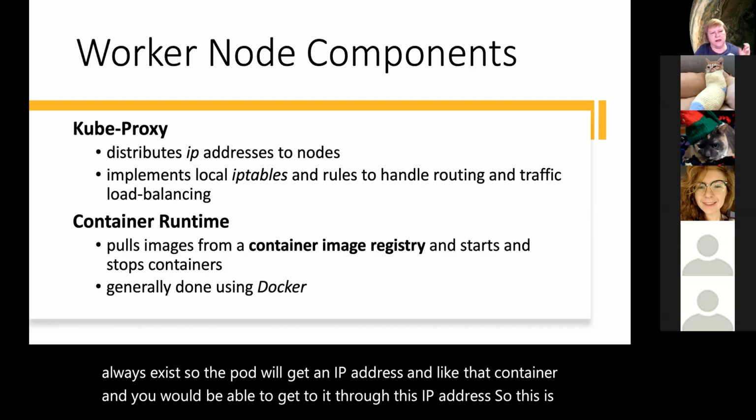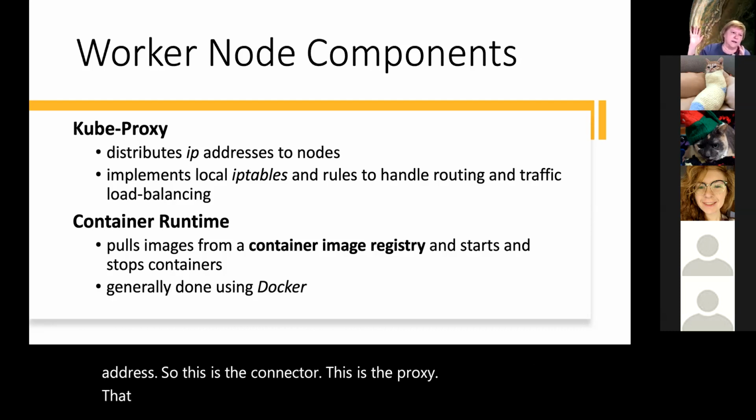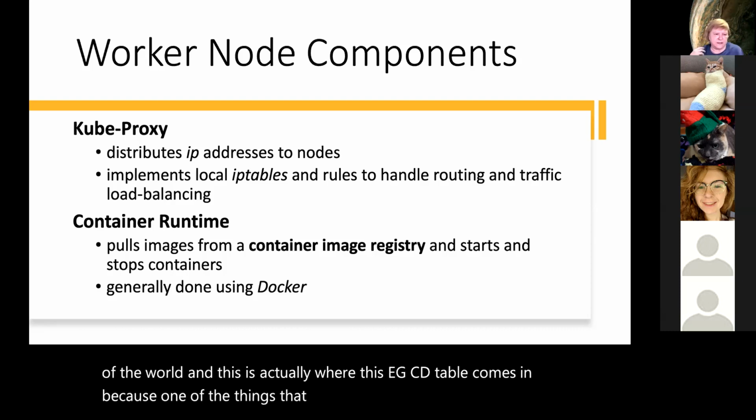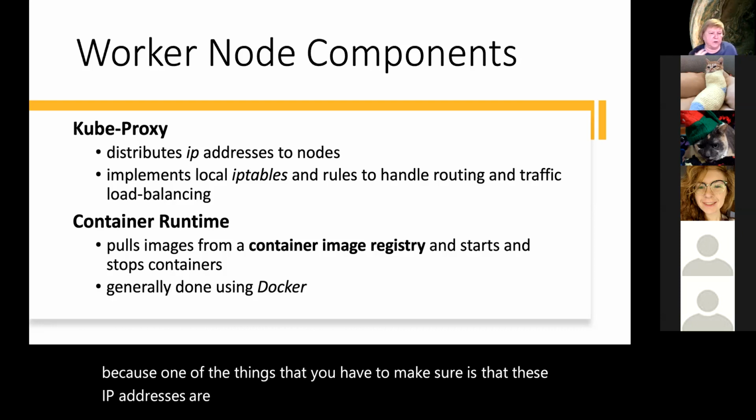This is the proxy that is going to connect the interior of the worker node to the rest of the world. And this is actually where this etcd table comes in, because one of the things that you have to make sure is that these IP addresses are stable.